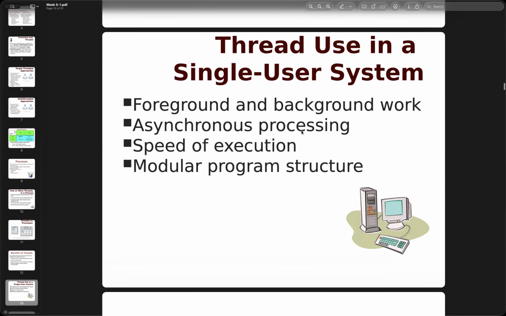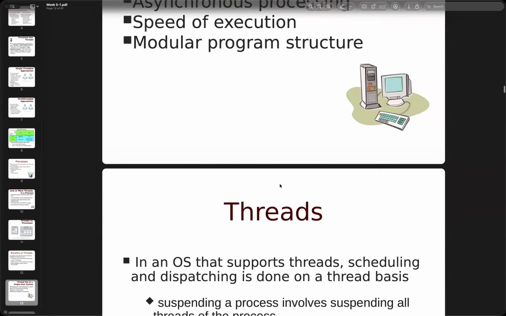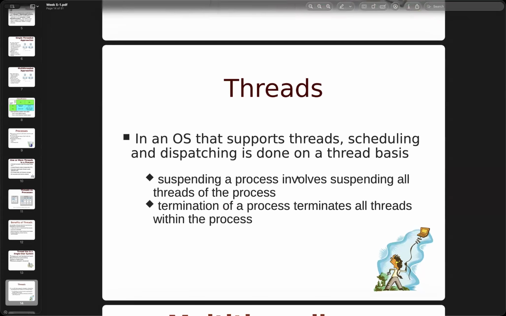Maybe you just need to know that, of course, when we are not working in single-user mode, we have foreground and background work. It can also give synchronized processing. It also increases the speed of execution, and gives a modular program structure. Because when we need to create threading, we need to have a modular program structure. When we keep talking about threads, because in an OS we need to support other threads. Then the scheduling and dispatching is done on a thread basis. That's what we need to know.